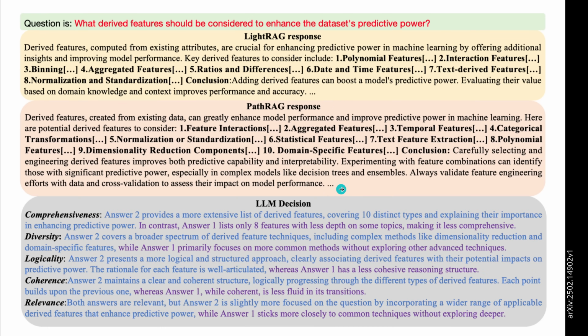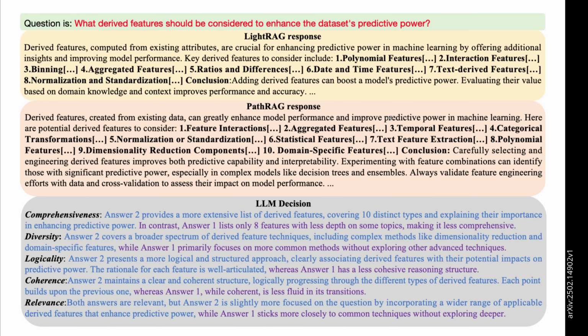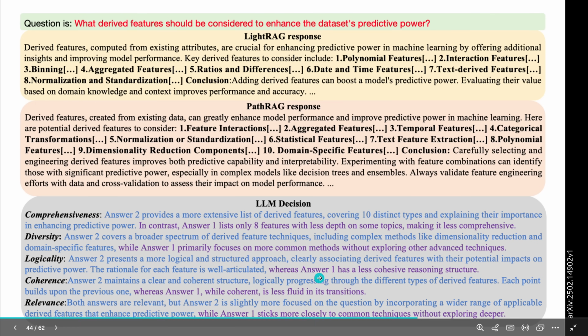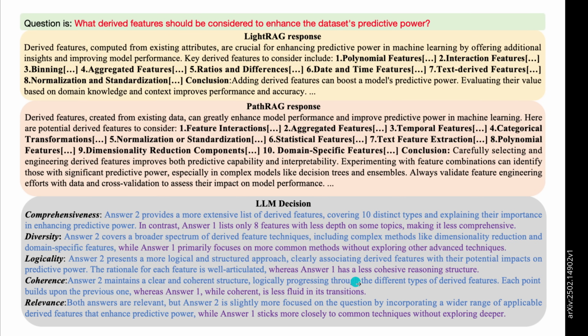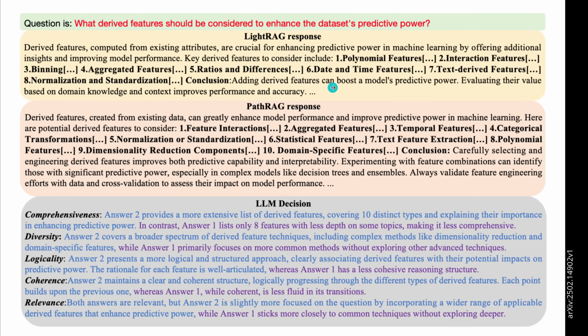And they have in multiple dimensions, comprehensiveness, diversity, logicality, coherence, and relevance, the answer by the LLM. The LLM compares those two textual responses and tells us, answer 1 lists only 8 features. Answer 1 primarily focuses on rather common methods without exploring advanced techniques. Answer 1 has less cohesive reasoning structure. Answer 1 is less fluid in its transition, so you get it. PathRAG is outperforming LightRAG. So the system works.